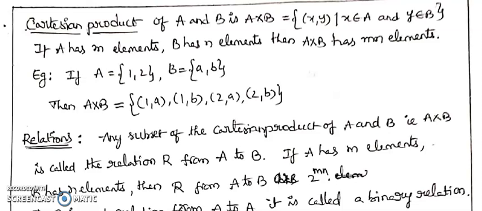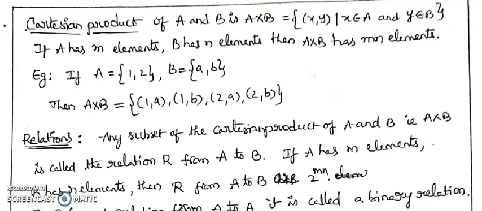Now coming to the lecture part, before we define the relation, let us first see what a Cartesian product of two sets is. Suppose A and B are any two given sets. Their Cartesian product is written as A × B, read as A cross B, defined as the set of ordered pairs (x, y) such that x belongs to A and y belongs to B.